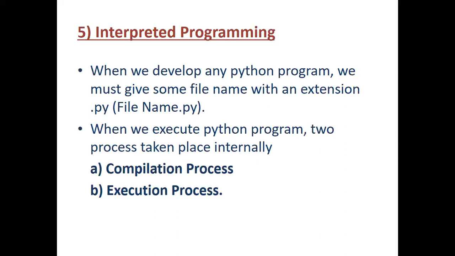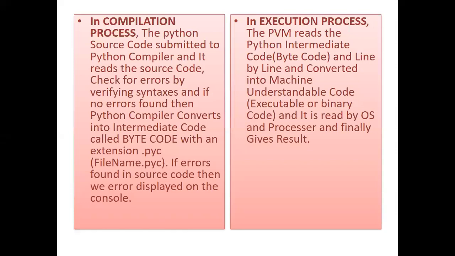As I've told you, whenever we execute a Python program, two processes take place: the compilation process and the execution process. In the compilation process, the source code is submitted to the Python compiler, which reads the source code and checks for errors by verifying the syntax. If no errors are found, the Python compiler converts it into intermediate code called bytecode with the extension .pyc. This is an internal process, please remember this. If there is an error, it will be displayed on the console.